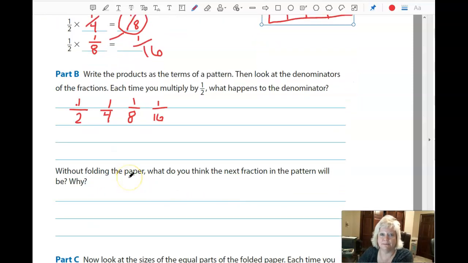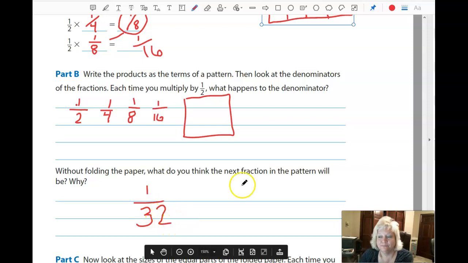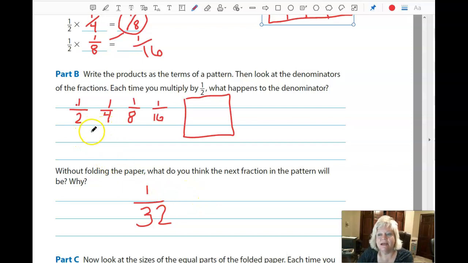Now, without folding the paper, because we don't even have a paper that we're folding, it says, what do you think the next fraction would be? So if I'm asking right here, what's going to be the next one? I hope that you know it's going to be 1/32. And then it says why. So the why is because every time we fold it, we double it. It was a 2, we doubled it. It was a 4. We doubled the 4, it became an 8. We doubled the 8, it became a 16. We doubled the 16, it becomes a 32. If we doubled the 32, it would become a 64th.